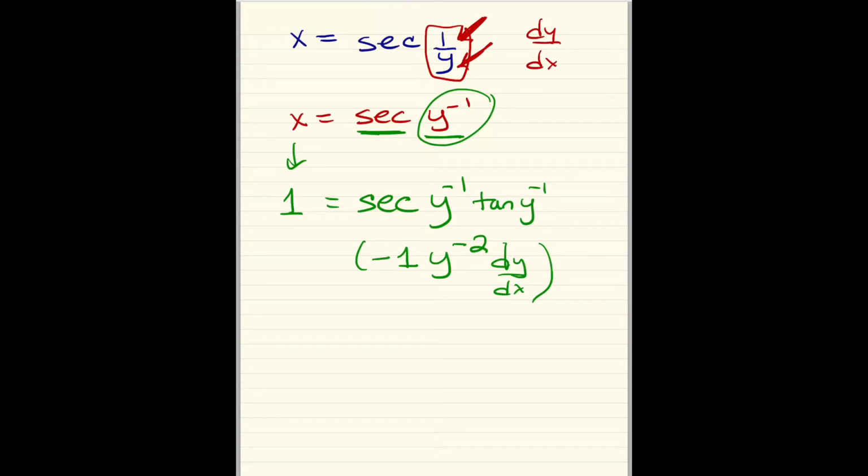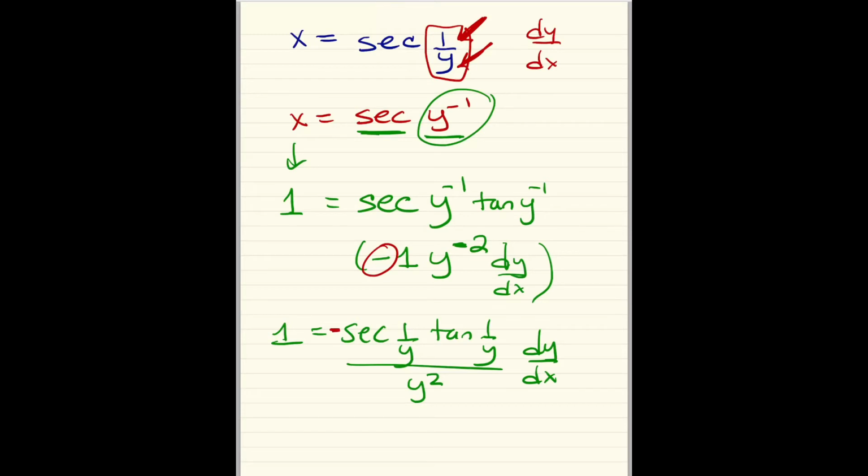And so this here is 1 equals secant 1 over y tan 1 over y, and then there's this negative here that I'm going to put out here, okay? And then I have y to the -2, which is this down here. That's how we get rid of negative. We put them in fraction form, dy/dx, okay?